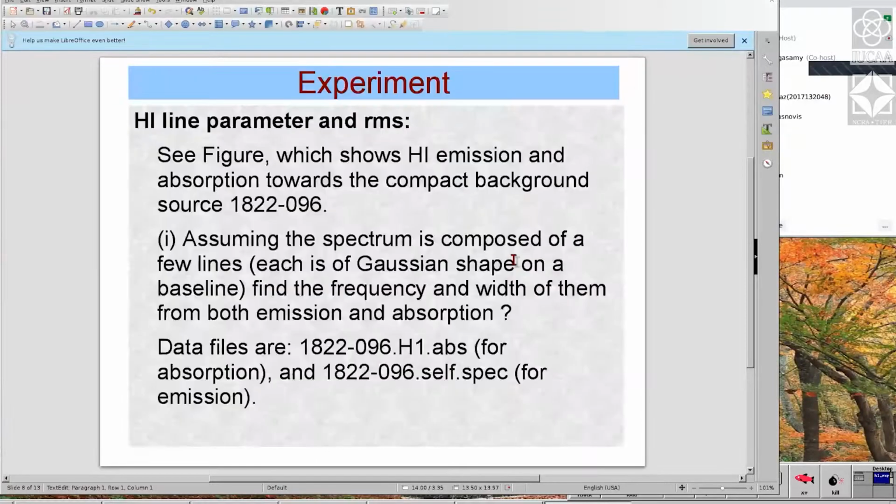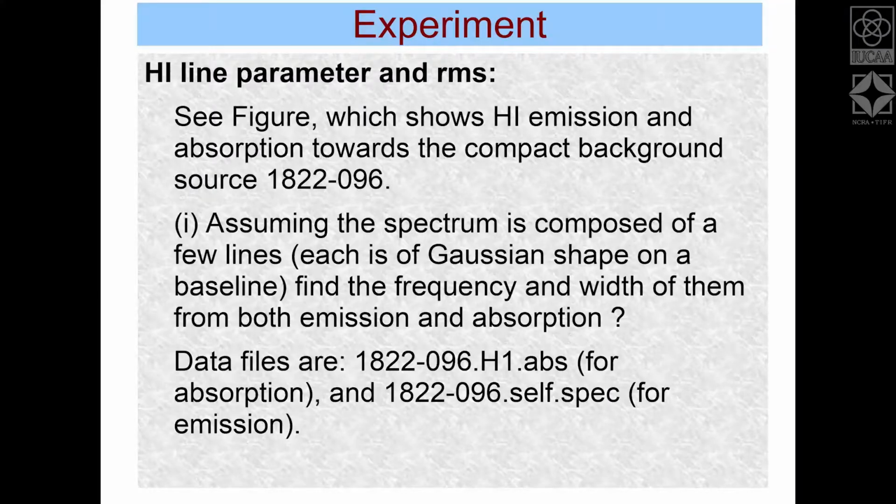Now this was the first part. Yeah, so this H1 absorption and emission both are being shown here. So both of these are shown here in the file. This is experiment number 1, H1 line parameter, and it will also have another component called the RMS.